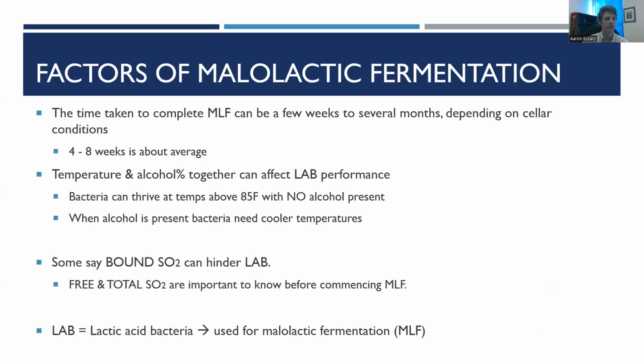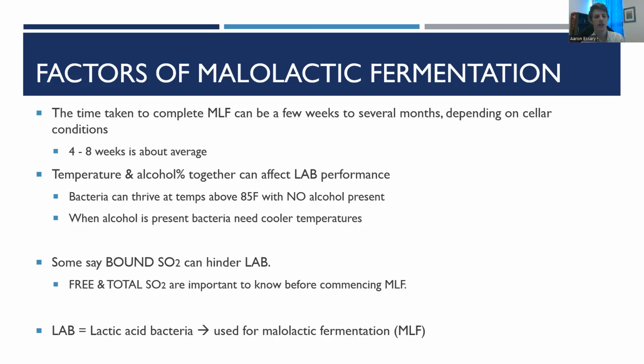Okay, some more factors. The time of completion is either a few weeks to several months, again, depending on cellar conditions. A month, 4 to 8 weeks is usually about average. If you have a warm temperature, clean wine, no KMS, it'll churn through very quickly. And that's not always a good thing, because if you want a lot of diacetyl production, a lot of butteriness, you ought to think about dragging it out a little more. Maybe lower your cellar temperatures, take your time with it. There's no real race here.